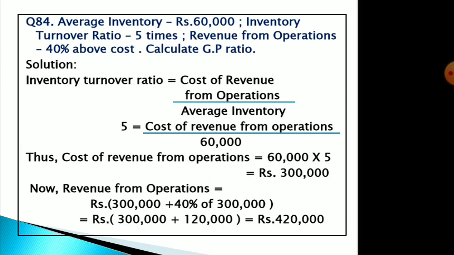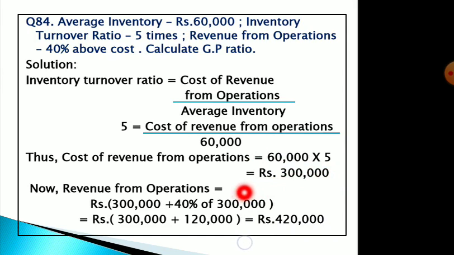Next question is question number 84. Here average inventory is rupees 60,000. Inventory turnover ratio is 5 times. Revenue from operations is 40% above cost. Calculate GP ratio. Now inventory turnover ratio formula is cost of revenue from operations, that is cost of goods sold, divided by average inventory. Now putting the above data in the formula, that is 5 equals cost of revenue from operations divided by 60,000. Therefore the cost of revenue from operations is 60,000 into 5, that is rupees 3 lakh.